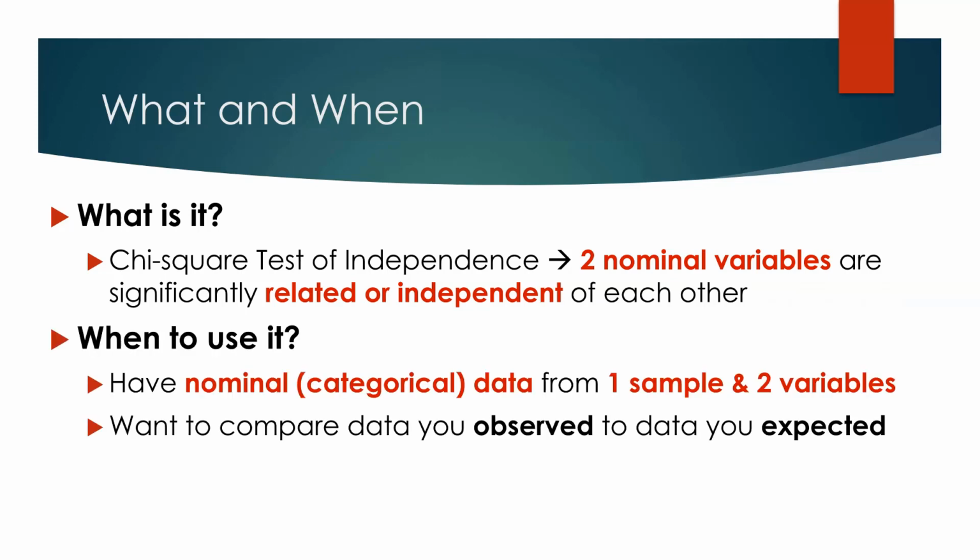Now, when would you use a chi-square test of independence? Well, if you're working with nominal and categorical data, chi-square is going to be the type of statistic that you use, especially if you have categorical data from one sample of people and you have data on at least two variables. And when you want to compare data you observed to data you expected, that's all chi-square. How do you know when it's the chi-square test of independence? Again, if you have data on two variables. The goodness of fit test, just a foreshadow, only works with one variable. The test of independence works with two.